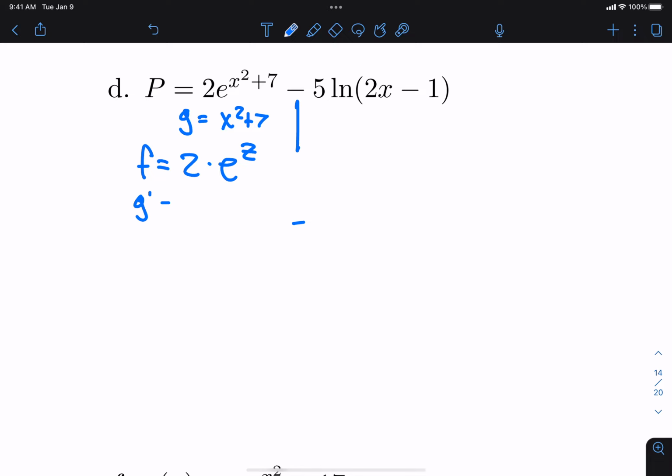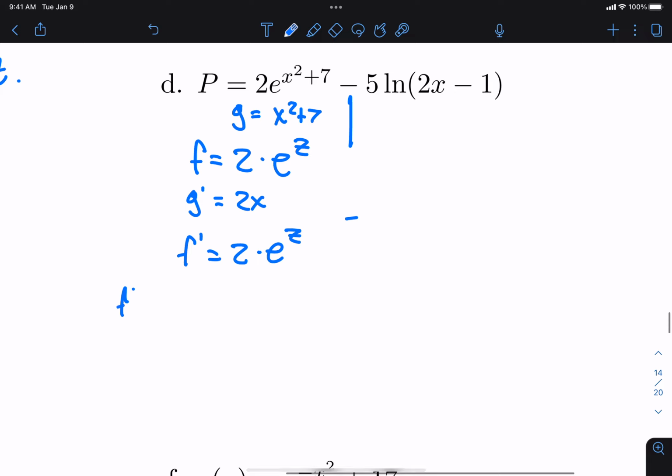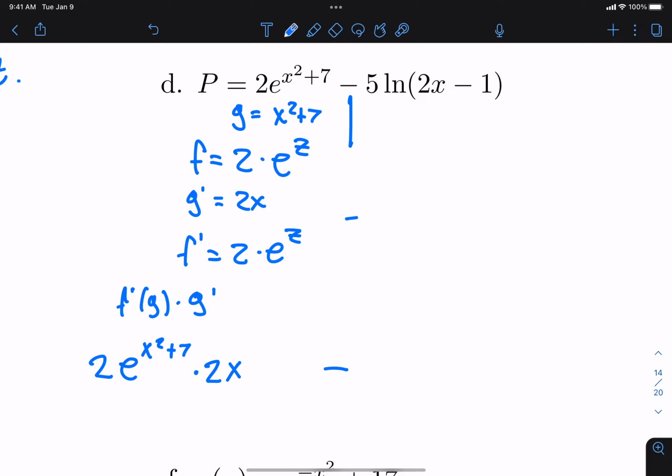So then g prime is just 2x, and f prime is just 2, hangs out, and e to the z's derivative is just e to the z. So now we need to do f prime of g times g prime, which is 2e to the x squared plus 7 times the derivative of x squared plus 7, which is 2x. Okay, so that's the long way, where we write all of this out.